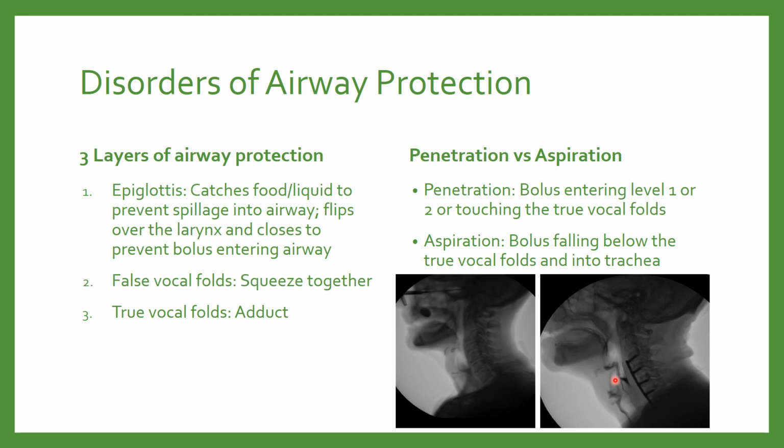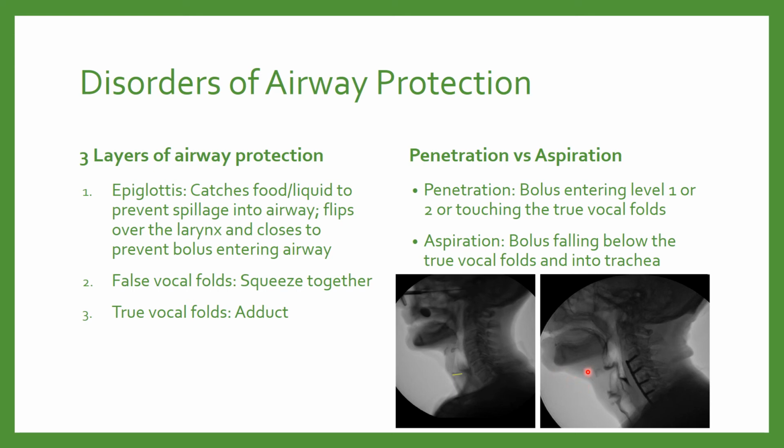So if any of those 3 layers fail, we have something called penetration or aspiration. Penetration is when the bolus, that chewed up food or the liquid, enters level 1 or level 2 or touches level 3 of our airway protection. So this picture here on the left is penetration, meaning that we've bypassed the epiglottis and the false vocal folds, and the bolus is sitting right here on top of the true vocal fold. So this is penetration, and I'll highlight that for you. That area right there, that dark shadow, is penetrated barium. Over here on the right, we have aspiration, which means that the bolus falls below level 3 and into the trachea.